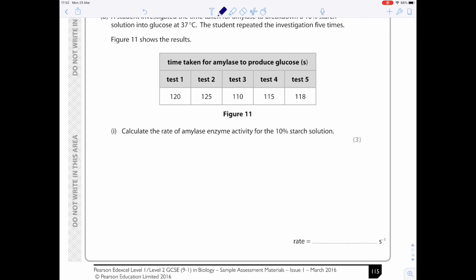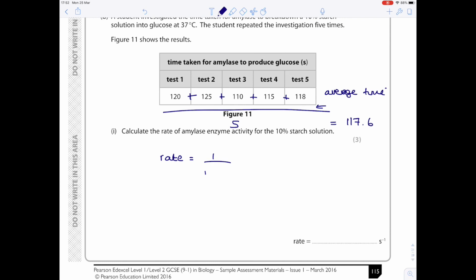solution. So in order to work out the rate of reaction, you first of all need to find out this average time. So the way you do that is by adding these numbers together and then dividing them by the number of tests, so that's 5, to get a value which is 117.6, and then to work out the rate you just do 1 divided by that value.